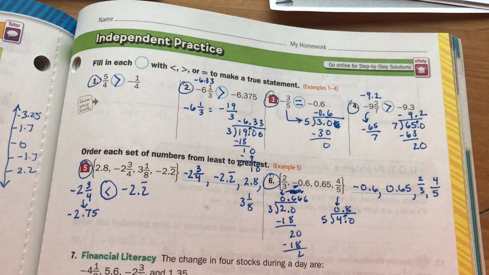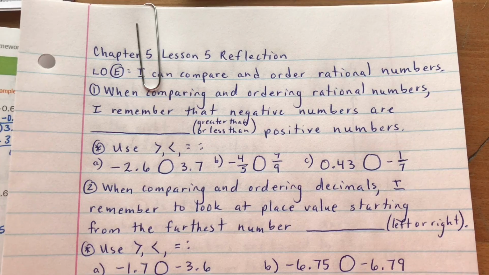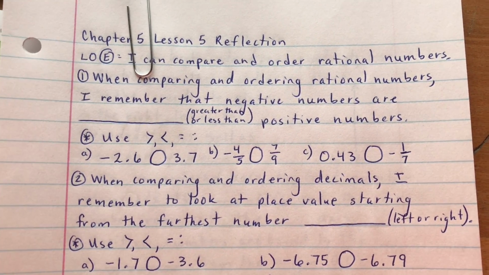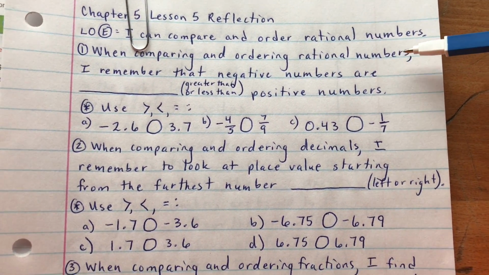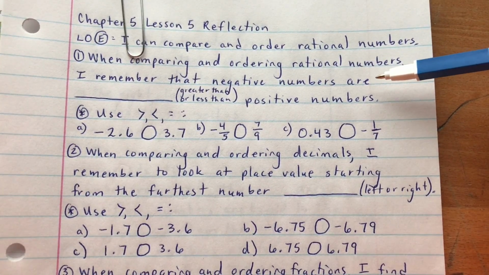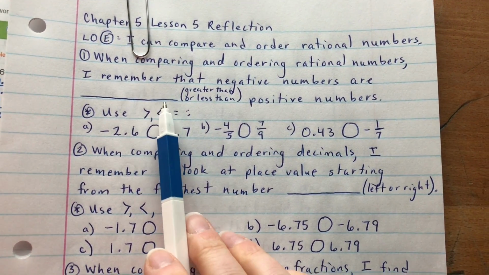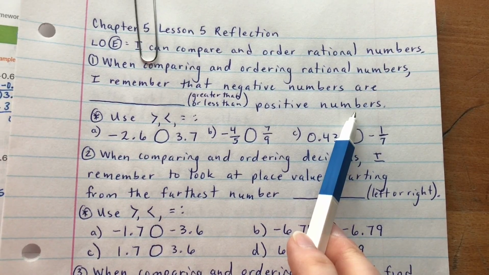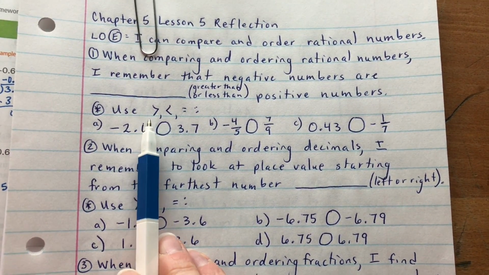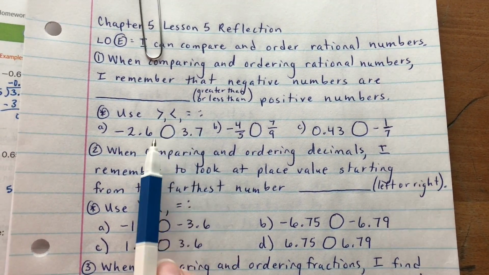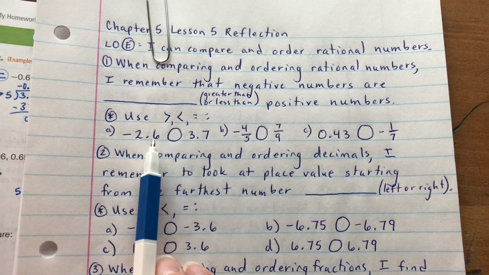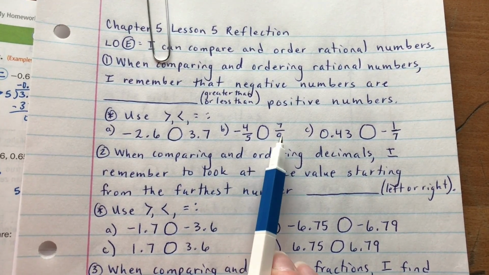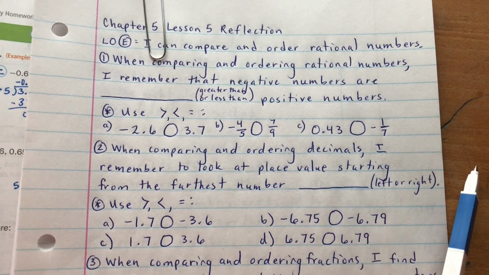Time for the reflection. Okay, here's the Chapter 5, Lesson 5 reflection, comparing and ordering rational numbers. When comparing and ordering rational numbers, I remember that negative numbers are greater than or less than positive numbers. Use greater than, less than, or equal to. So you have these two fractions. Look at positive and negative, positive and negative, positive and negative.